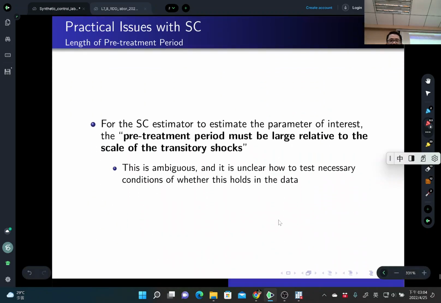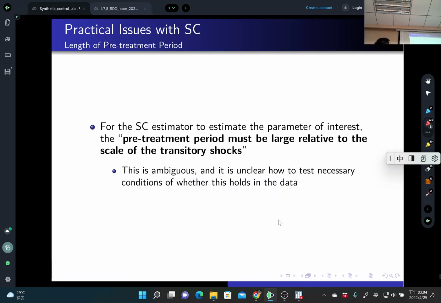Okay. And finally, the synthetic control estimate relies on a very important assumption, that the pretreatment period needs to be large, very long, relative to the transitory shock. That means we need a sufficiently long pretreatment period to match the outcomes. But this is a bit ambiguous. It's not very clear.